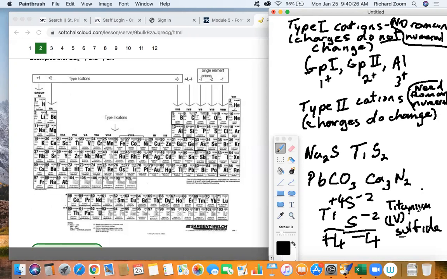And here you can see that we do need the Roman numeral, because we don't know what charge titanium has, because it's not one of those type 1 cations. The type 1 cations, the charge never changes. The type 2 cations, the charges can change, which is why we need to include the Roman numeral. So that should clear up any concerns anybody has about when to use a Roman numeral or when not to, or why some things have Roman numerals and some things don't. Does anybody have any questions?